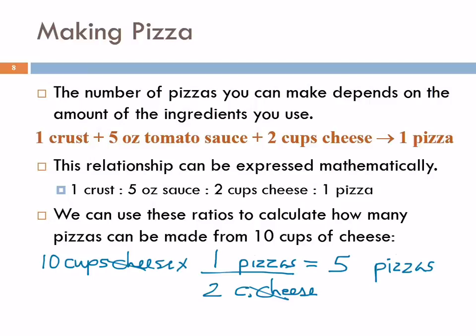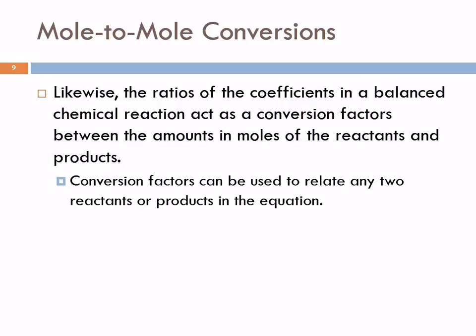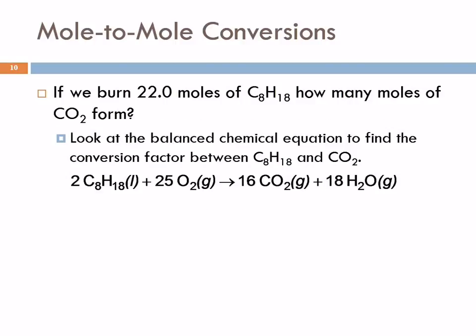Any questions? This is exactly what we're going to do using moles. Moles of compounds, moles of elements. The ratios of coefficients in a chemical reaction act as conversion factors. And we can use these to relate any two reactants or products. So if we burn 22 moles of octane, C8H18, how many moles of carbon dioxide form? We're going to look at the balanced chemical equation, and we're going to find the conversion factor and use that.